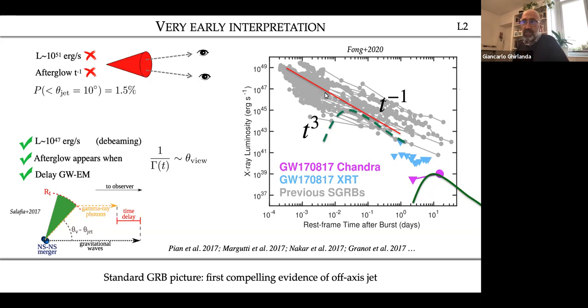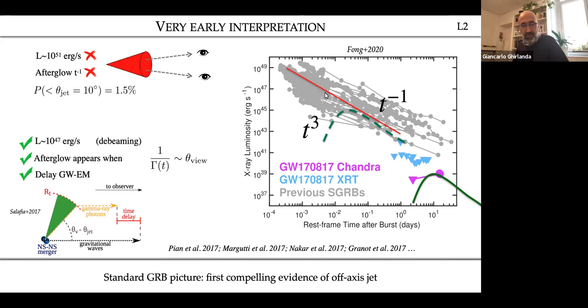So let's assume 10 degrees, the probability that the jet is aligned to the Earth is quite small. And given the small distance of the source, the probability that this happens within such a small volume is even lower. So this general consideration led people to think that we should exclude this possibility.